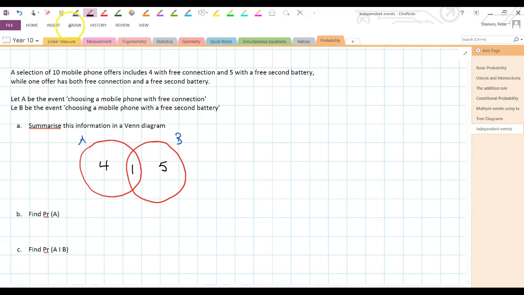Oh, actually, sorry, that's incorrect. Here, I've got 4 with free connection. That includes the 1 here, so I've got 6 at the moment with a free second battery, but I only want 5. So that's an error. There's 4 in there. So now I've got 5 with the free second battery. I've got 4 with the free connection. I've got 1 who gets both. That's 3, 4, that's 8. So I've got an outside region.